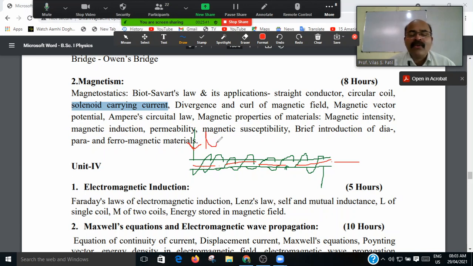Current I will be passed through the uniform insulating wire which is wound on the long and straight insulator; that will be known as a solenoid.